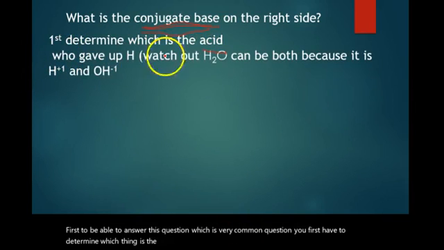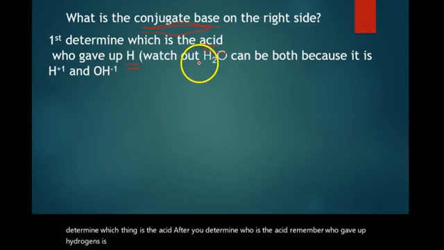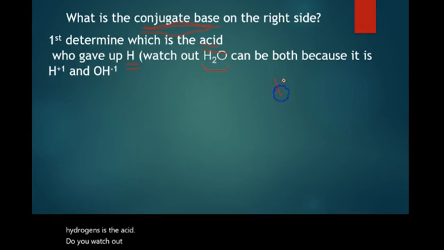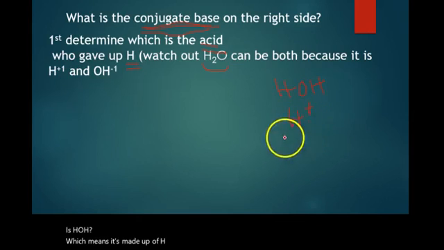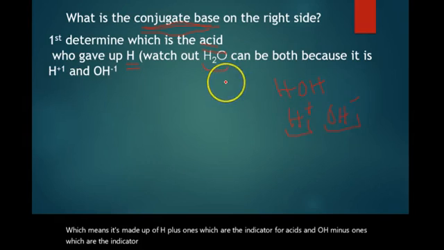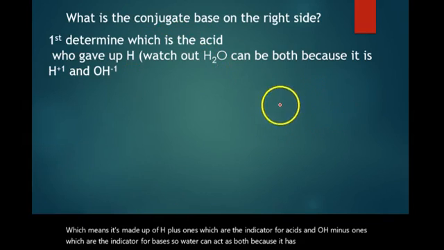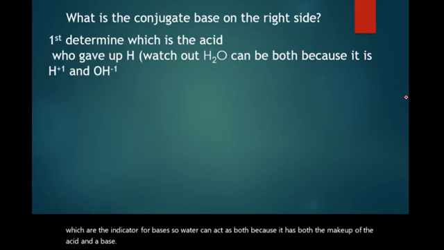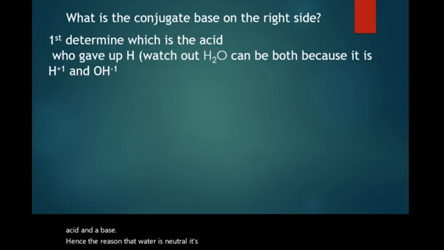After you determine who is the acid, remember, who gave up hydrogens is the acid. Do watch out for water, because water is HOH, which means it's made up of H plus ones, which are the indicator for acids, and OH minus ones, which are the indicator for bases. So water can act as both because it has both the makeup of an acid and a base, hence the reason that water is neutral. It's made up of the compound that makes an acid and the compound that makes a base.